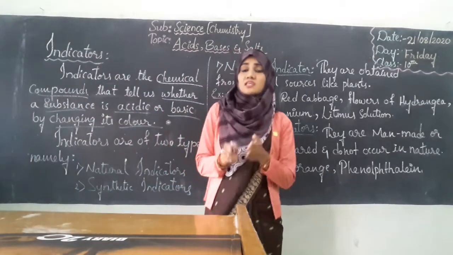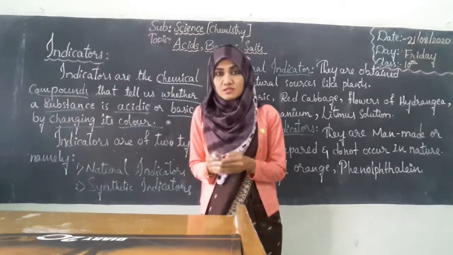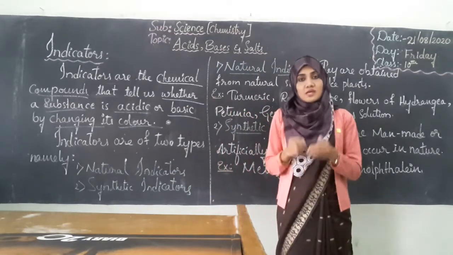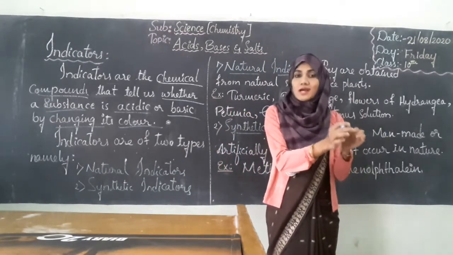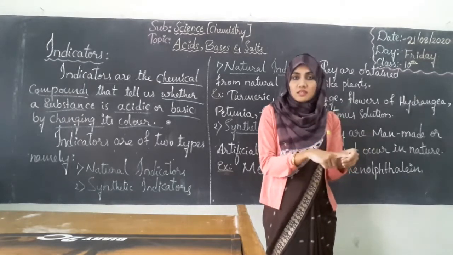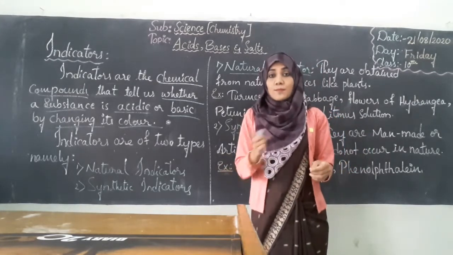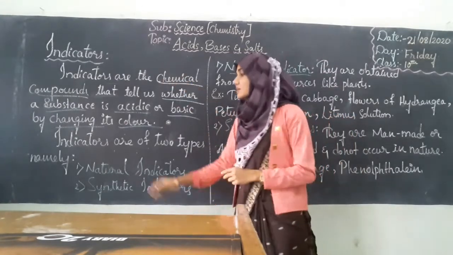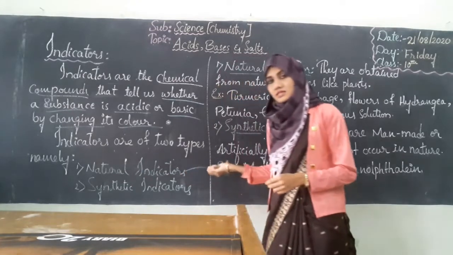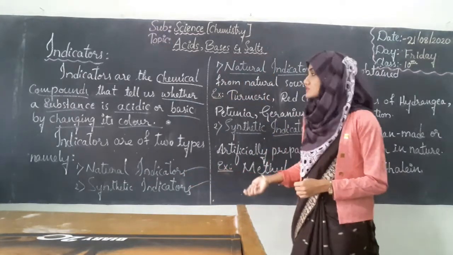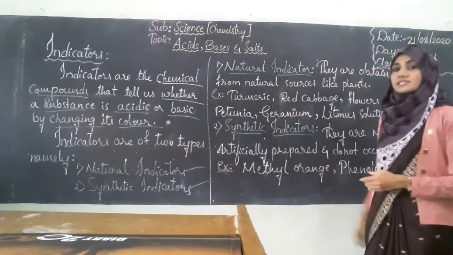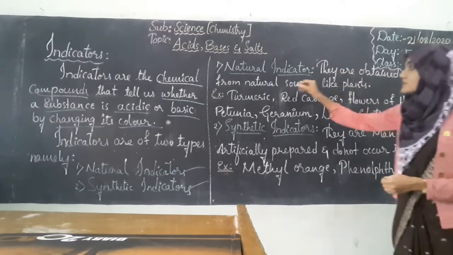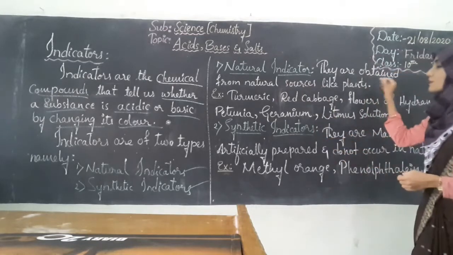So indicators are nothing but chemical substances which tell us about a particular substance or compound whether it is acidic or basic in nature by changing its color. And these indicators are of two types, namely natural indicators and synthetic indicators. First we shall see natural indicators. What are these natural indicators? They are obtained from natural sources like plants.